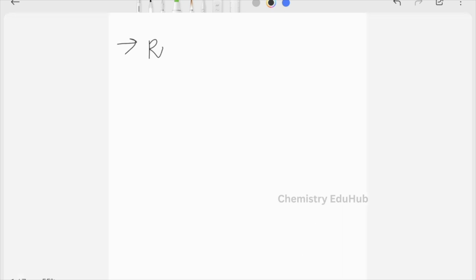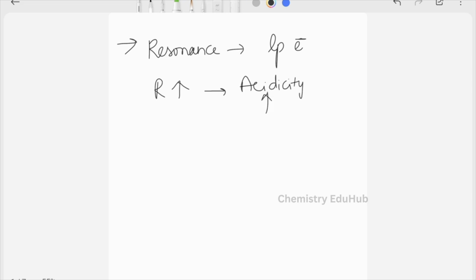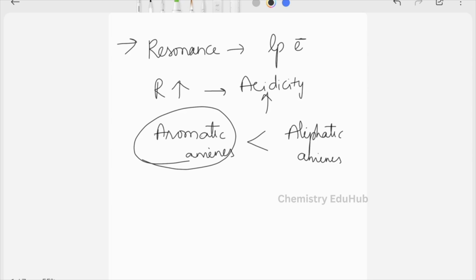The third factor that affects the basicity of amines is the resonance. Resonance is the involvement or delocalization of the lone pair or pi electrons. So as the resonance increases, the acidity increases and the basicity decreases. So comparatively, aromatic amines are less basic compared to that of the aliphatic amines, because in case of aromatic amines we observe the R effect or resonance.